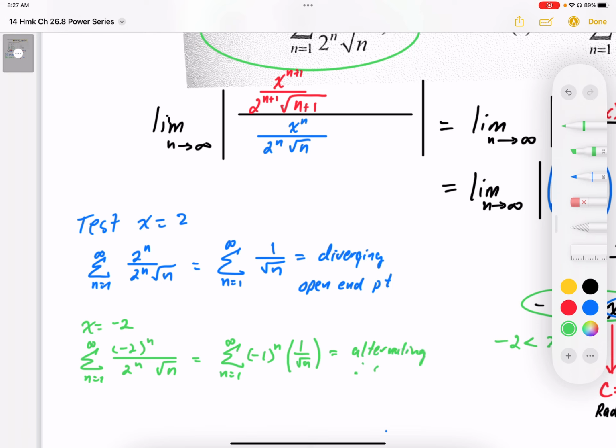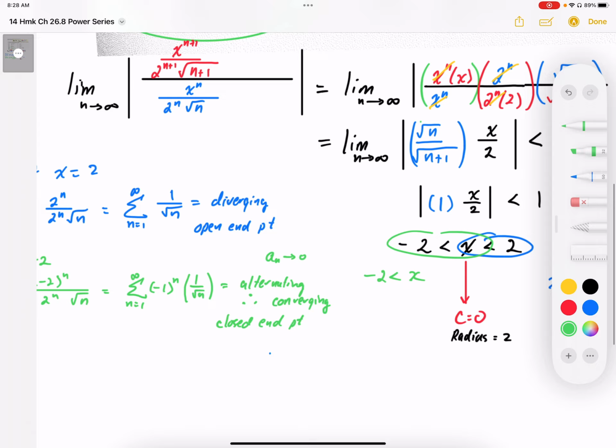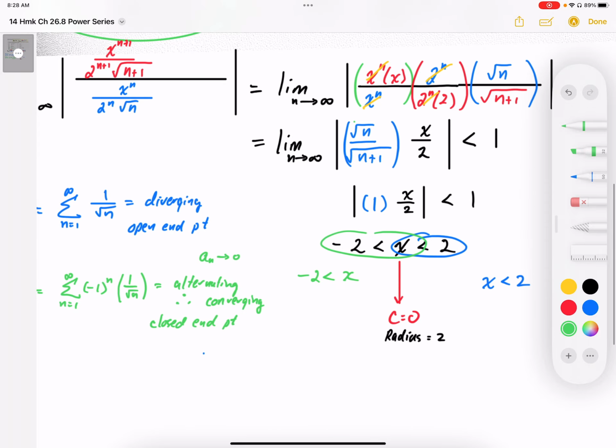So this is alternating, therefore converging. Okay, so it's alternating and an goes to 0. Maybe I should state that extra statement. Alternating and an goes to 0, therefore converging. So this is a closed endpoint. Okay, so what that means then is for the right edge then, I'm going to make it equal to. Okay, so maybe I'll just do it down here.